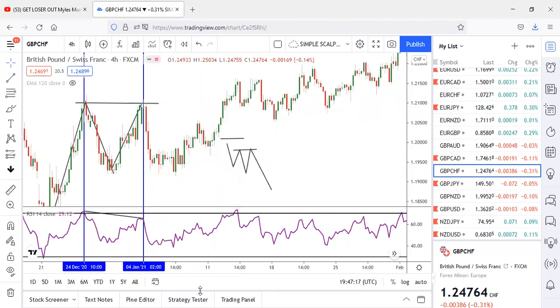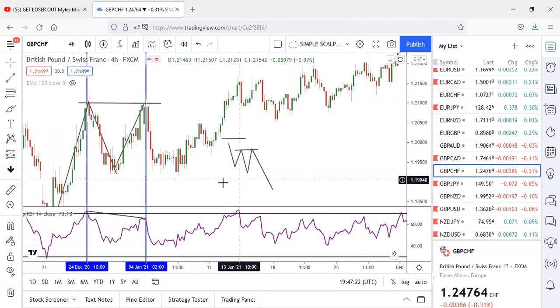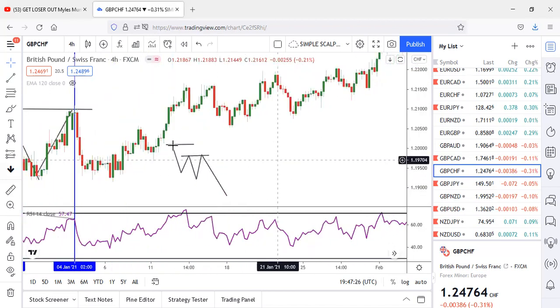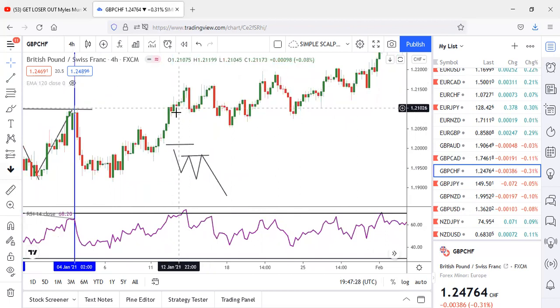Type in sense in the chat if this is very, very clear to you. So guys, I think this is very, very clear to you. Let me know if you have any question in the chat. And now here we have another divergence.